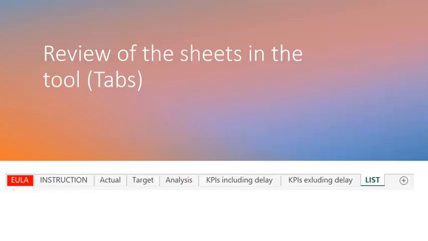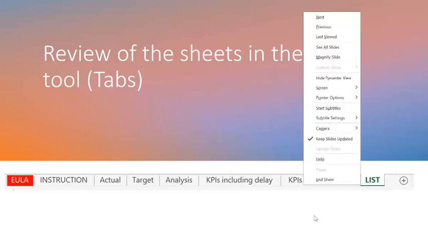Alright, so let's dive into the sheets and the tabs here. They're the ULAY that I just discussed, the main instruction, the actual process information, the target process information, the analysis tab with all the tables, and the KPIs. You have 2 tabs of KPI. One includes all the delays, and the other excludes all the delays. So let's take a look.